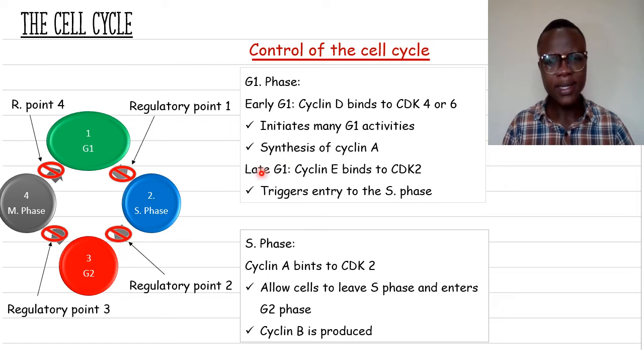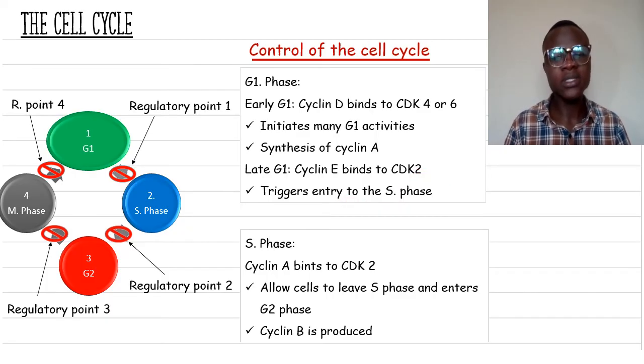In the late G1 phase, cyclin E binds to cyclin dependent kinase 2, and this actually triggers the entry of the cell into the S phase.